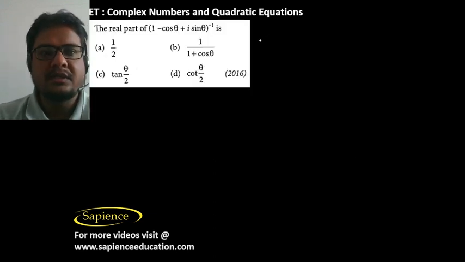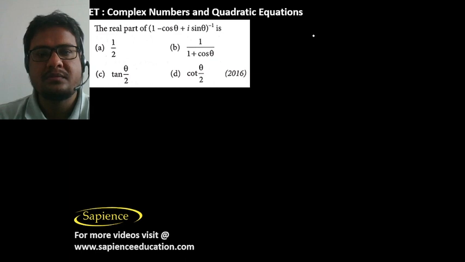Then we have to find the real part of this, okay, inverse of this. So we have to find the real part of 1 by (1 minus cos theta plus i sin theta).